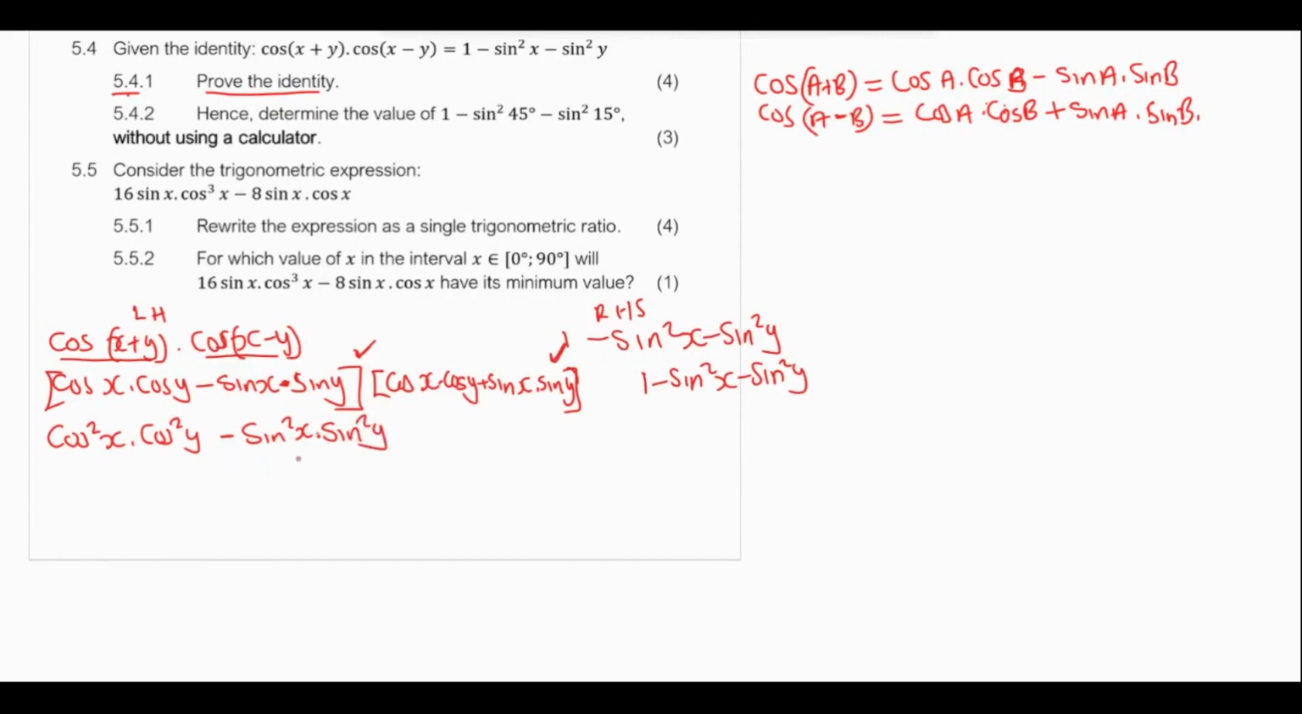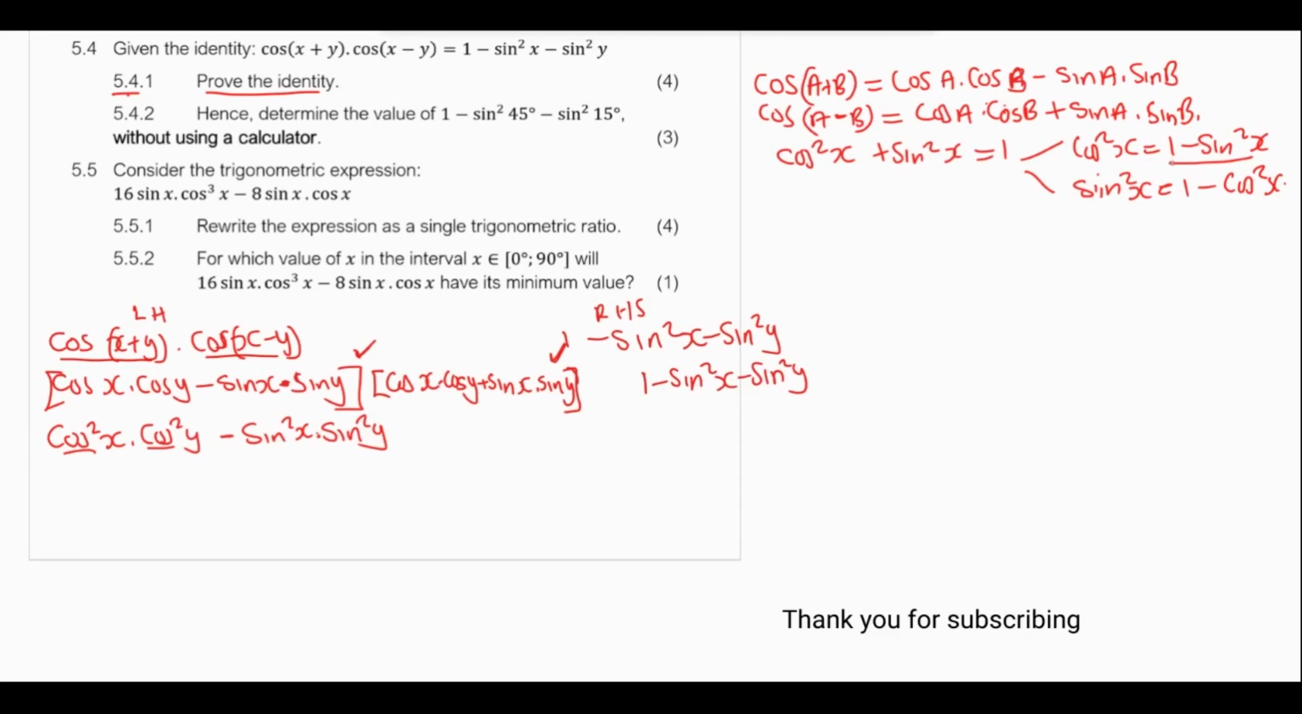Again, I want us to remember something. Remember from our grade 11 identity, cos²x plus sin²x is equal to 1. And from this, we can get that cos²x is equal to 1 − sin²x, and then sin²x is equal to 1 − cos²x. Now, where there is cos²x, we have to replace it with this. You see that the right-hand side has no cos²x.